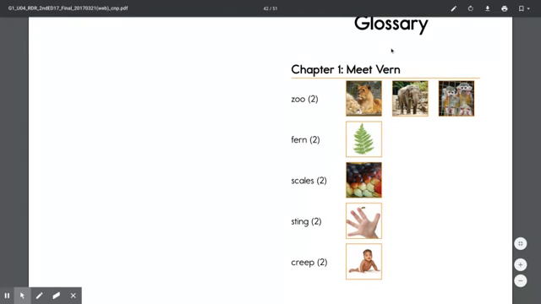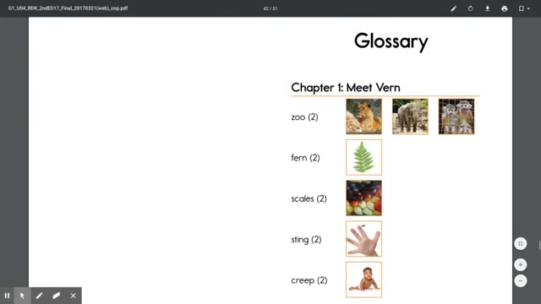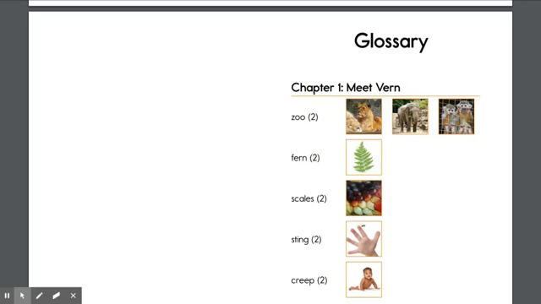This is the glossary. And you may have learned about the glossary last year, but a glossary is always in the back of the book, and it always gives you vocabulary words from the story. It's kind of like a mini dictionary. It will tell you what they mean. So these are the 5 words that we're going to read about in chapter 1, Meet Vern. So our very first word is zoo. And if you look here, it's going to tell us that we can find it on page 2.